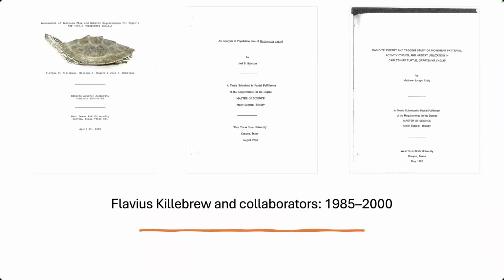Pretty much most of the limited information that we have on Cagle's map turtle and knowledge on the biology of the species comes from a large body of gray literature and theses that were directed by Flavius Killebrew in his lab out of West Texas A&M University. These are probably the most extensive studies of Cagle's map turtles to date. They studied the species for about 15 years and produced a lot of reports related to their findings.